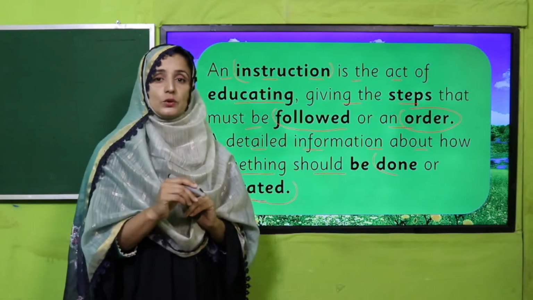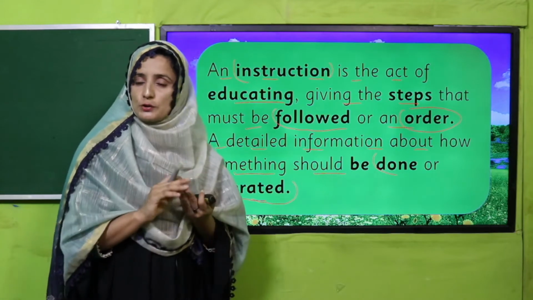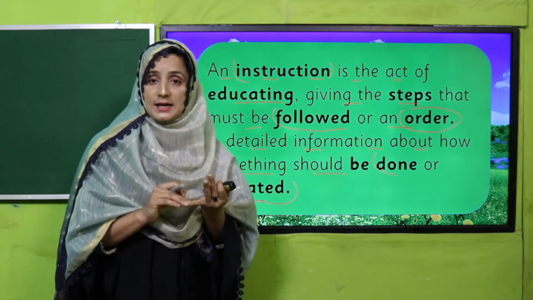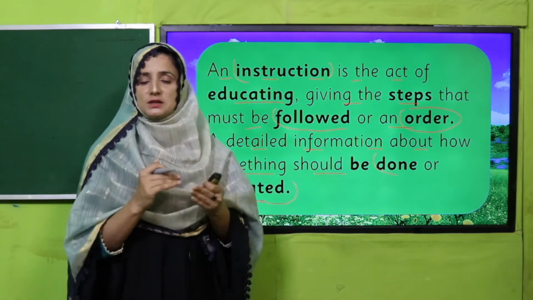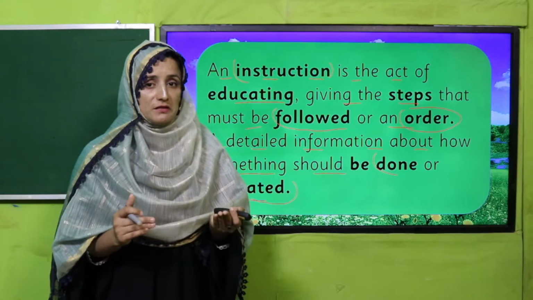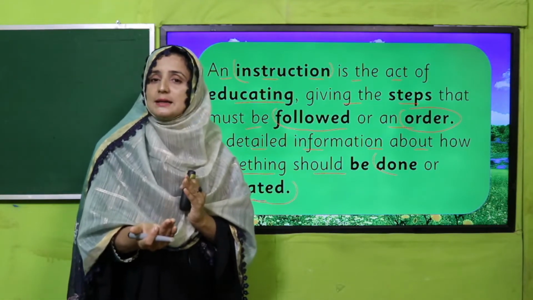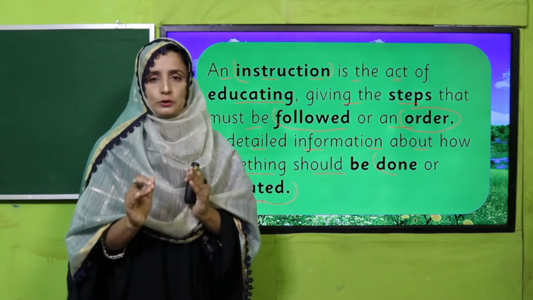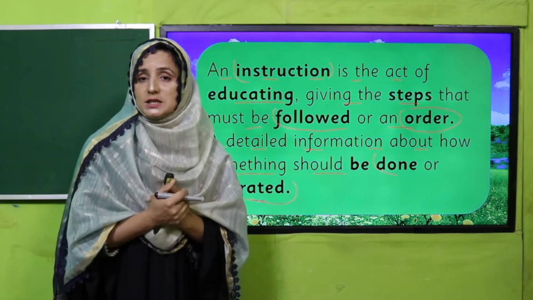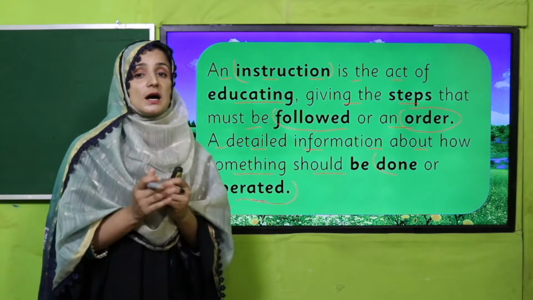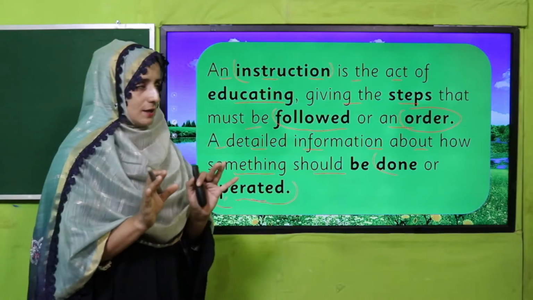A simple example: you are writing a test, so the teacher gives you instructions that first of all you have to write the date, day, your class, test, and question number. When the teacher is giving all these instructions, you are following them. Such sentences can be an order also, so we have to follow them. And when we follow instructions, what is the benefit of these instructions? We do our duty and our job properly. Okay, now have you got it?